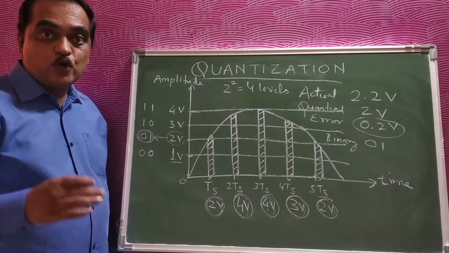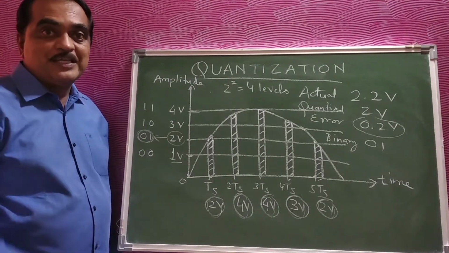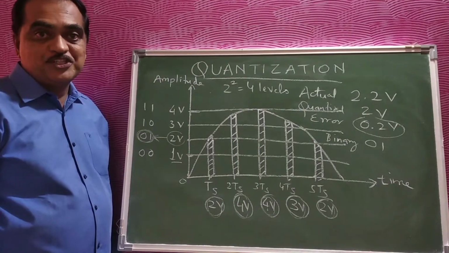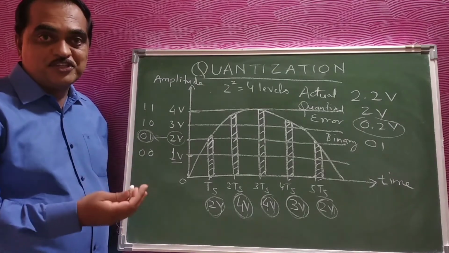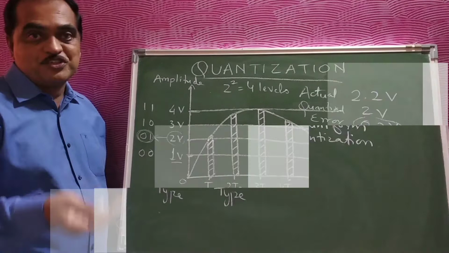Okay. So now this is the way we do quantization of analog samples and we come to a quantized value, and that quantized value then will be made into a digital signal. That is what we send as analog to digital signal from transmitter to receiver.